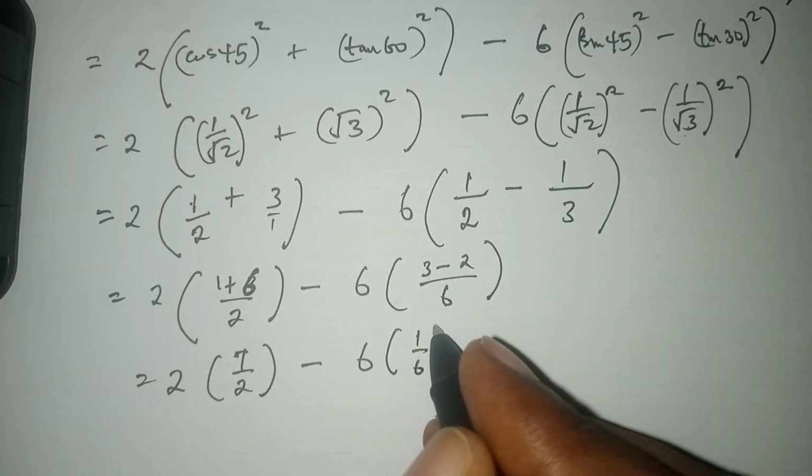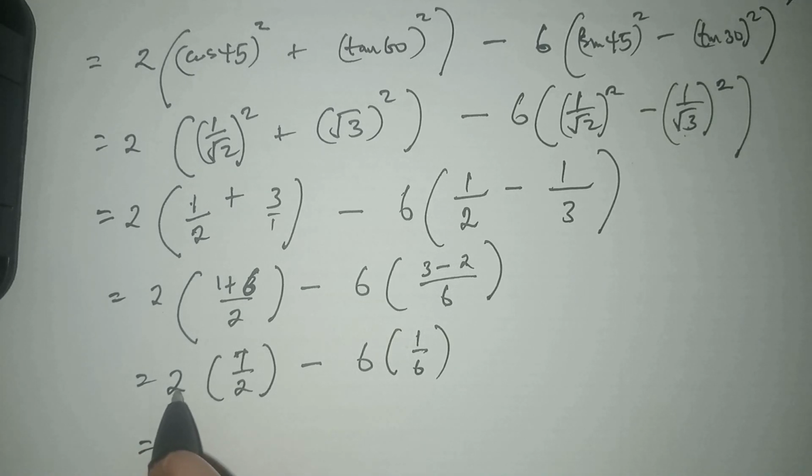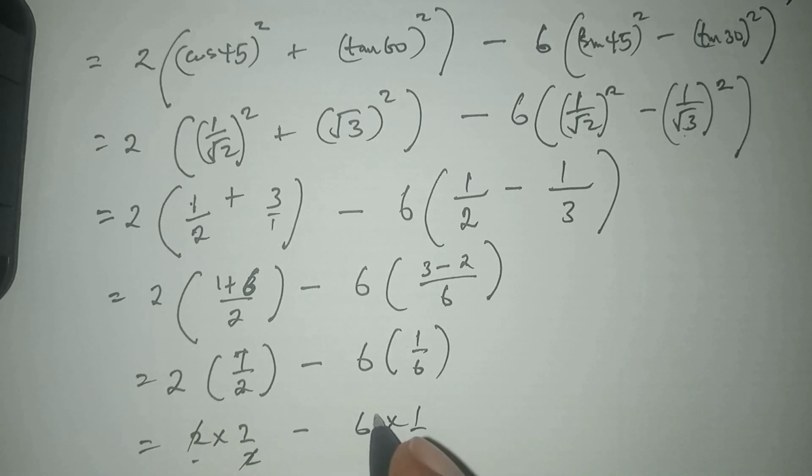So what's 2 times 7 over 2? When we open the brackets, this will be 2 times 7 over 2 minus 6 times 1 over 6. This 2 here will cancel out, so it will be 7 minus, 6 will also cancel, giving 1. So 7 minus 1 is 6.